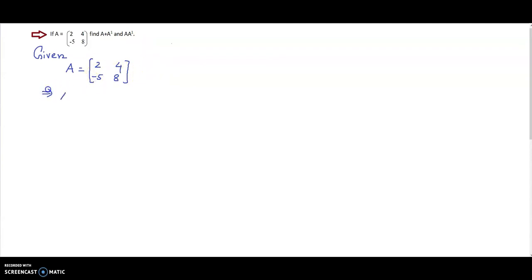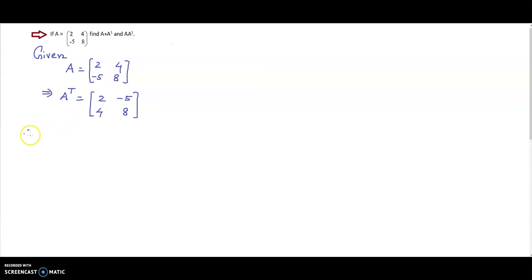First we will write what is A transpose. Remember, transpose is obtained either by changing rows into columns or by changing columns into rows. So let us change the first row into first column and the second row into second column. So this is what is A transpose.